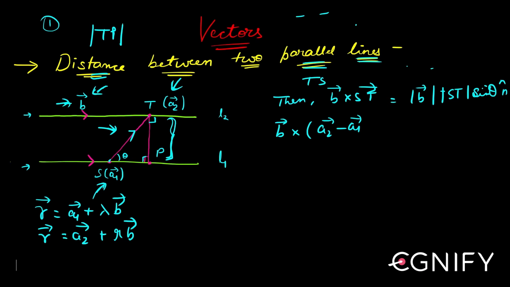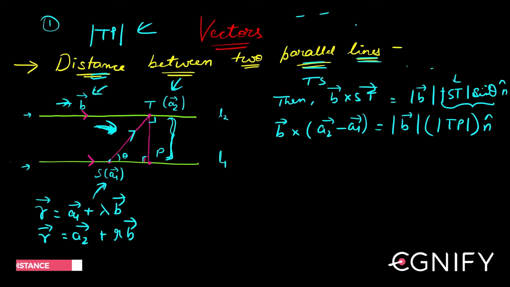So B bar cross A2 bar minus A1 bar is equals to, this is mod B bar, and mod ST sine theta. Mod ST is the length, is this length ST. If I do mod ST sine theta, what will I get? I'll get TP, right? We already saw that. So mod ST sine theta is mod TP, which I'm looking for. This into n cap is what I'm finally getting.